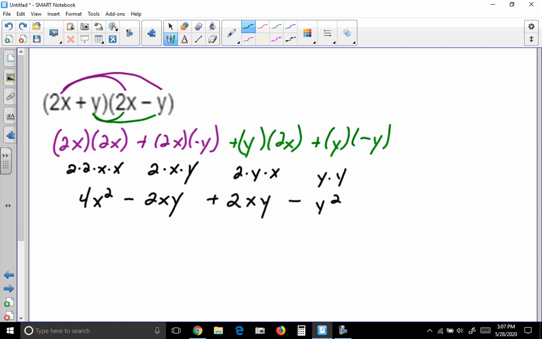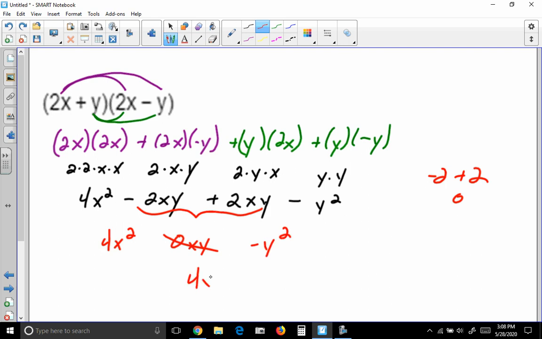So if we have any like terms, put them together. We have a 4x to the second. This time, those are opposites. They're both x, y's. We have negative 2 and positive 2. So that means we have none of those, so we don't even have to write it. And bring down the y squared. So 4x to the second minus y to the second.